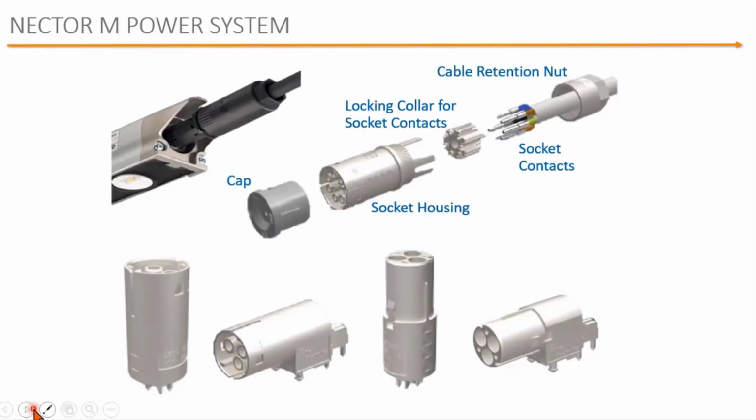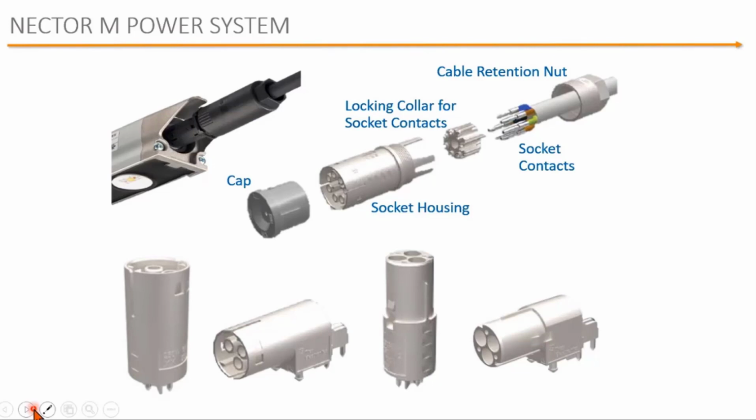So some of the features and benefits that you just heard about, Nectar M standard and sealed power system is positive locking. There's keying available. It's available in 3, 5, 6, and 7 positions. It's between 10 and 28 and 20 amp rated system. It's a wire-to-wire and wire-to-board solution for the customer.